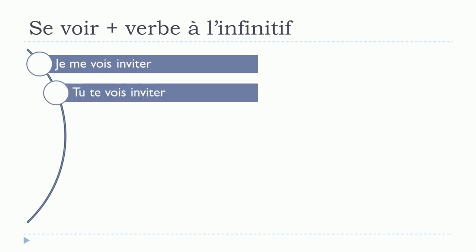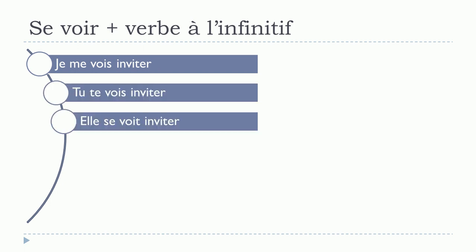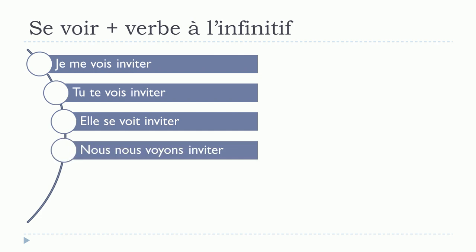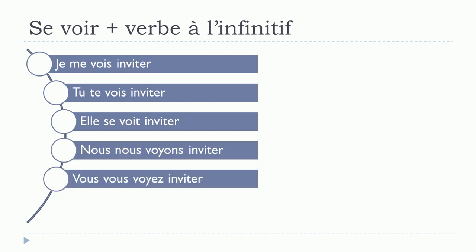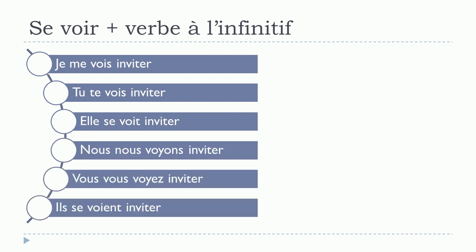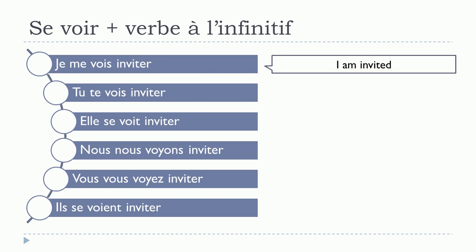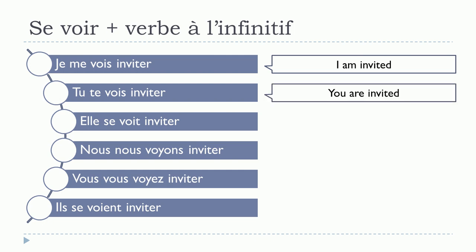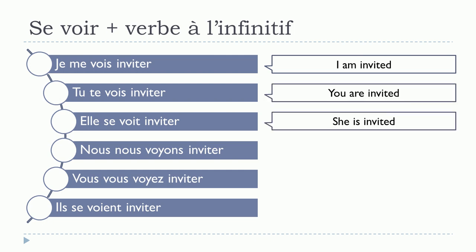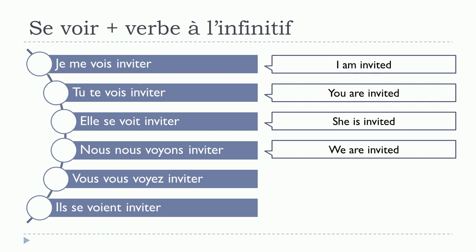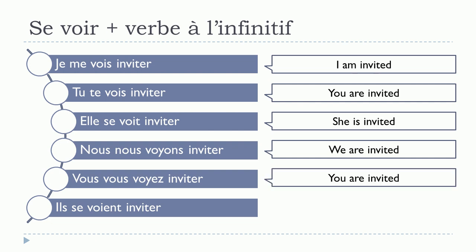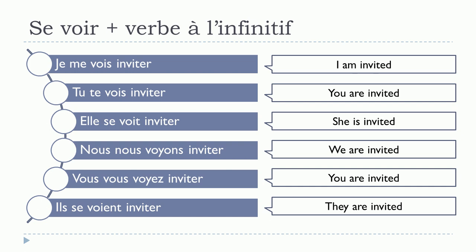Je me vois invité, tu te vois invité, elle se voit invitée, nous nous voyons invités, vous vous voyez invité, il se voit invité. Okay? So translation would be like that. Je me vois invité, tu te vois invité, elle se voit invitée, nous nous voyons invités, vous vous voyez invité, il se voit invité. Okay, so it's not that difficult.